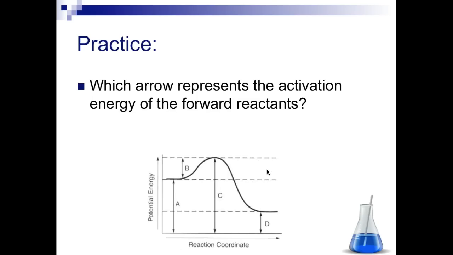Which arrow represents the activation energy for the reactants? Pause the video, unpause when you're ready. Great, welcome back. You should have said that B. B is the activation energy. The activation energy is the energy from the reactants to the top of the peak.